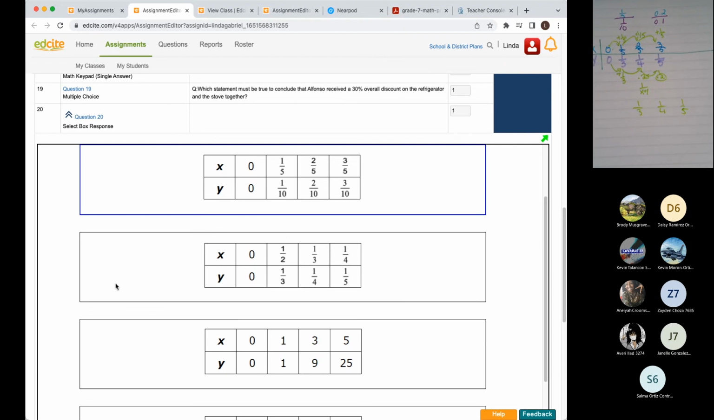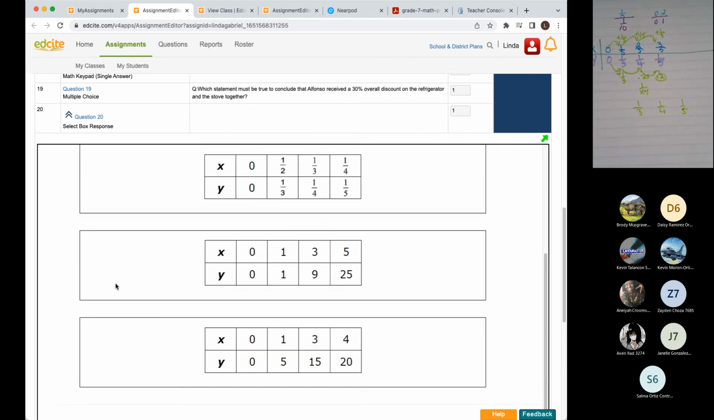Okay. Let me check my next table. I have X. First value is 0, 1, 3. Next one is 5. Okay, then Y. For Y, I have 0.